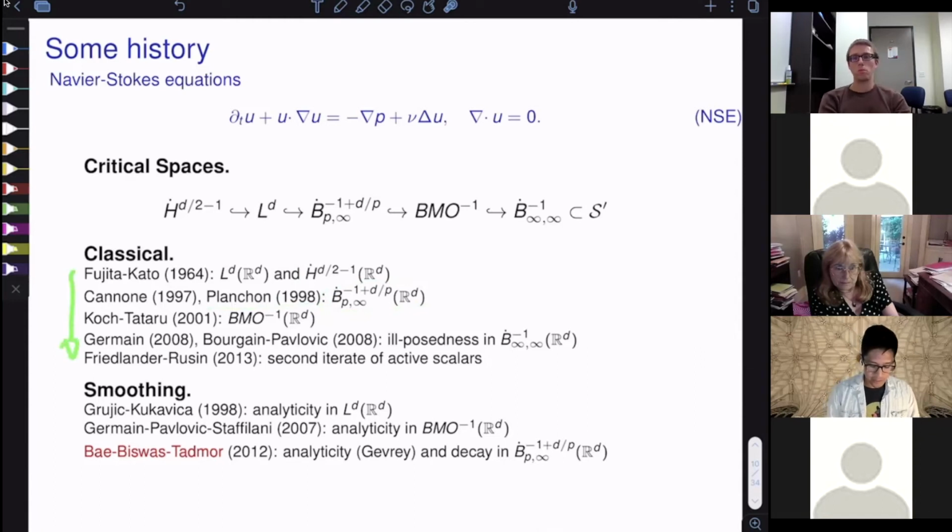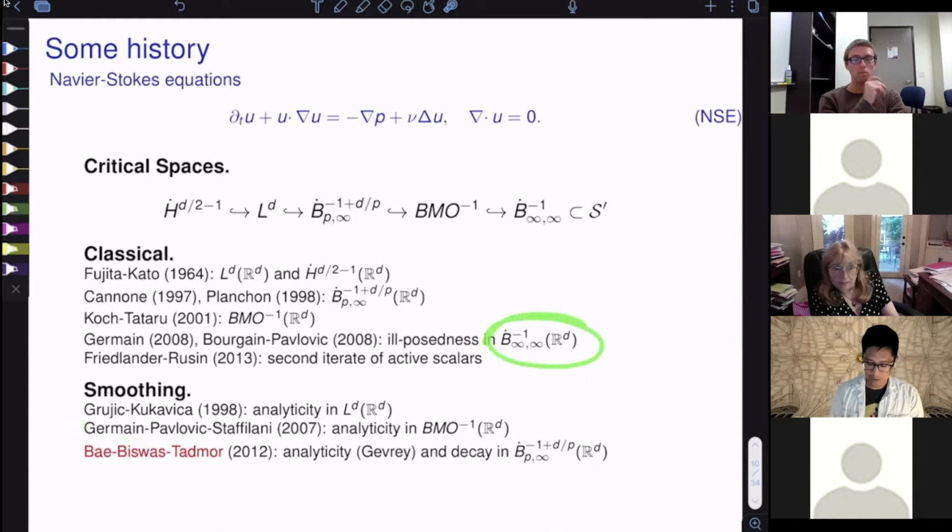Since then, the regularity has been brought down to BMO^{-1} by Koch and Tataru. So this is the largest space for which small data global solutions are known. And then it was shown later by Germain, Pavlović, and Staffilani that in fact the solutions in BMO^{-1} are analytic.